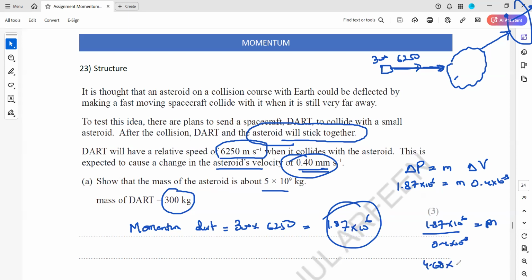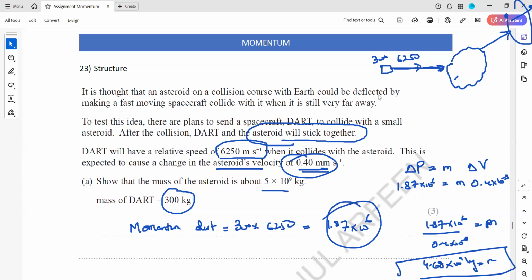4.68 into 10 to the power 9 kilogram. That's the mass of the asteroid. So why were they not able to use the concept of momentum before equals momentum after? Even this is actually the same concept, but we did not have the initial momentum.